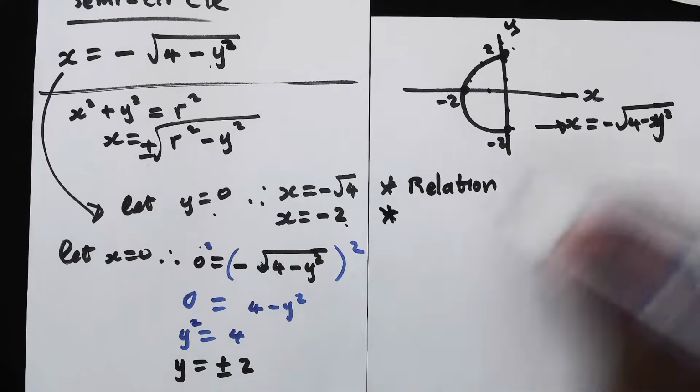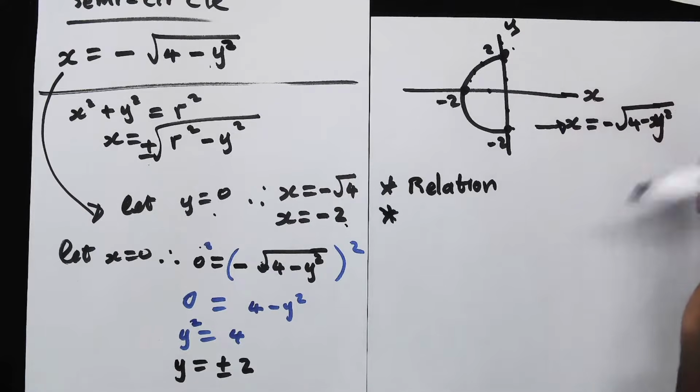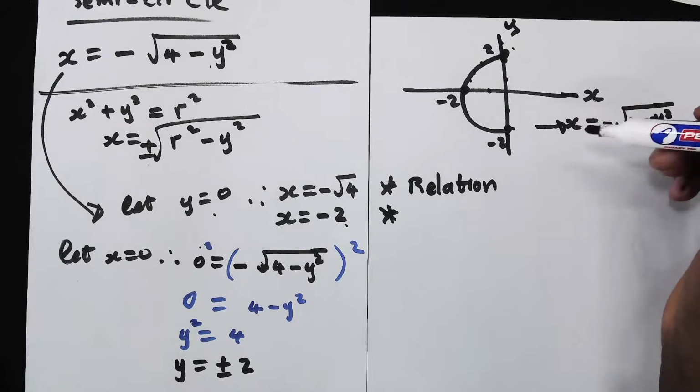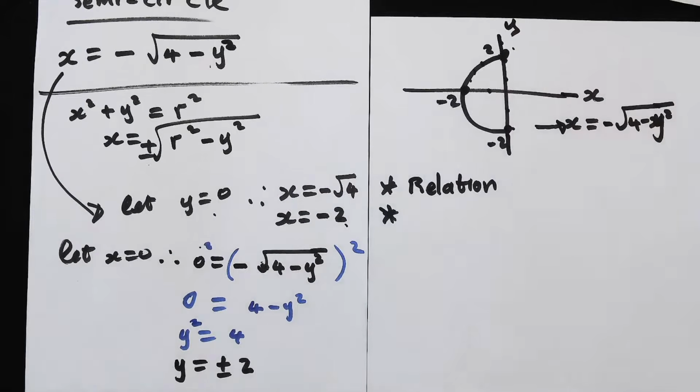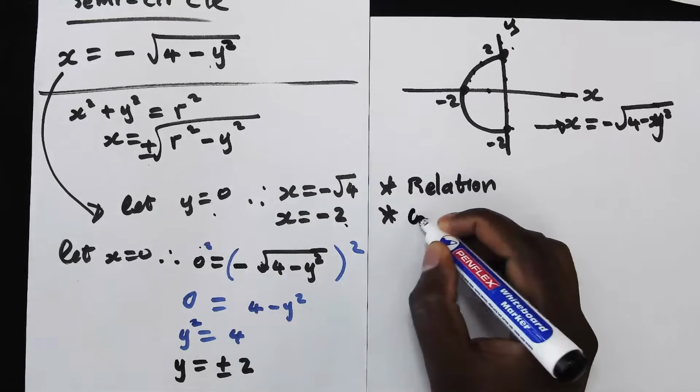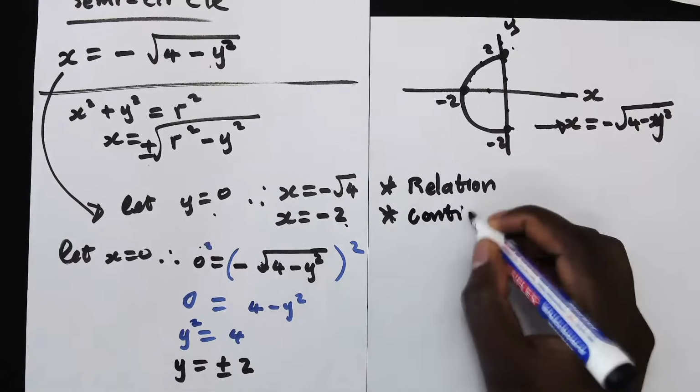Therefore, is this a continuous or discontinuous graph? This is continuous. We have plotted without lifting up the pen. So it is a continuous graph.